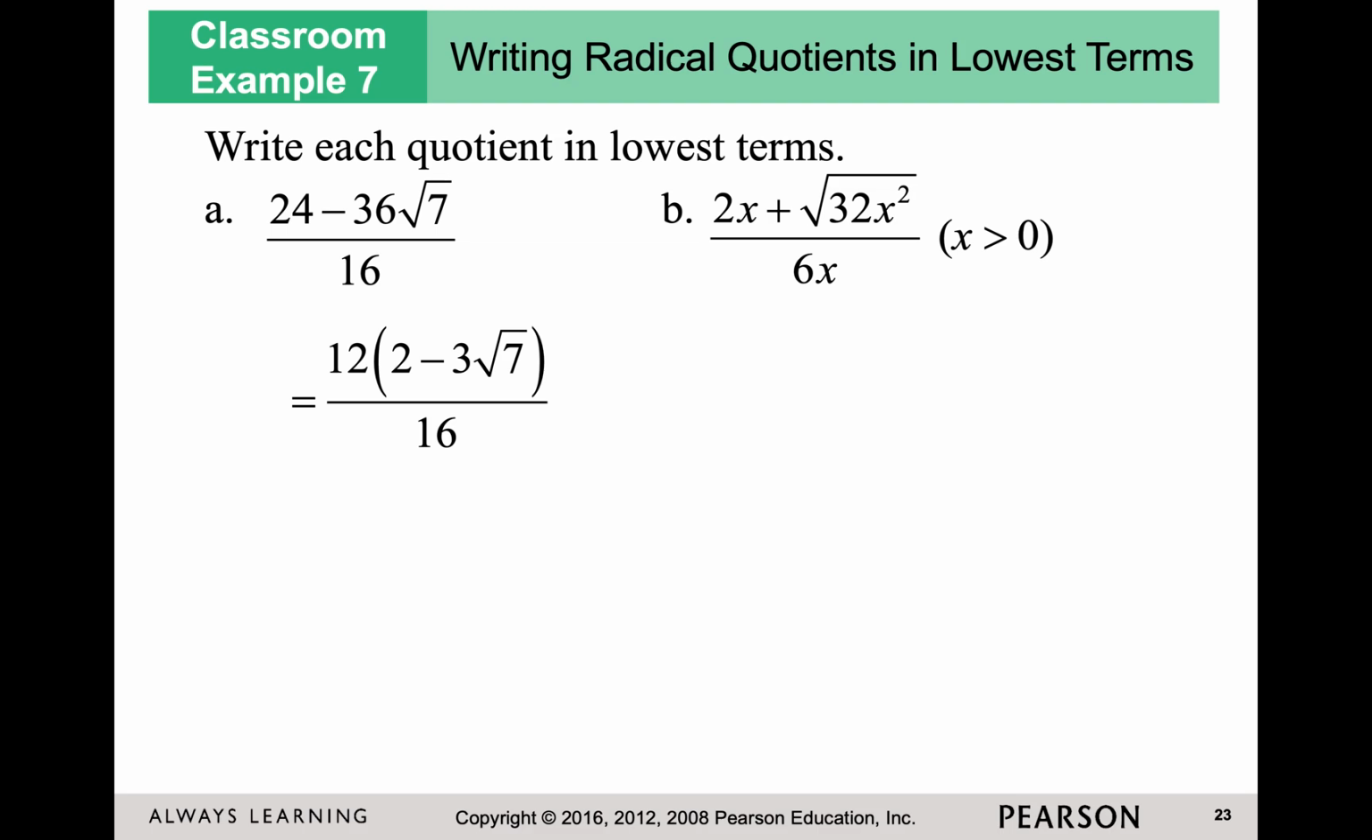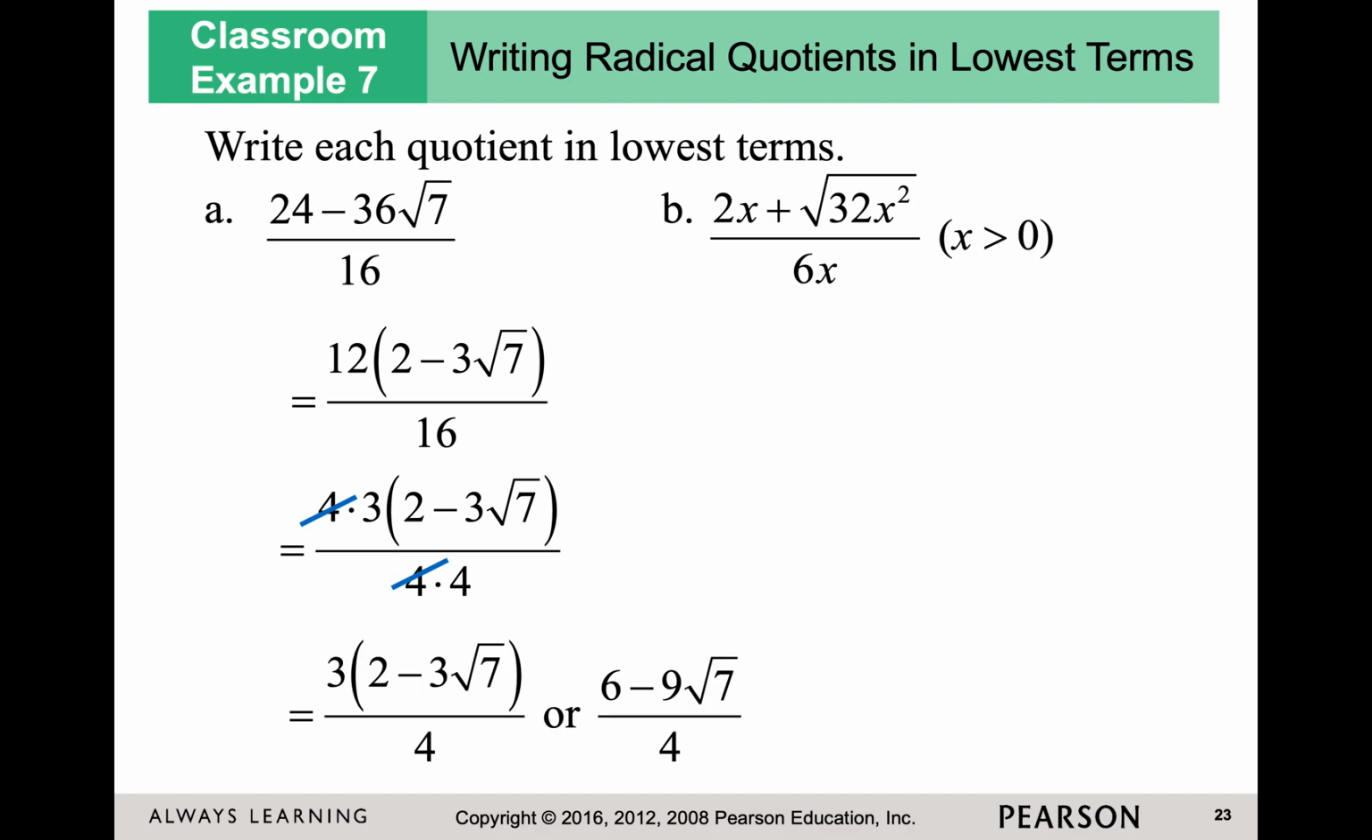And then I look at 12 and 16, and they have common factors as well. They have 4 in common. So I could do 12 divided by 4 is 3. 16 divided by 4 is 4. And I could cancel those factors out because they're in both. And I could either enter 3 times the front over 4 or the other way.